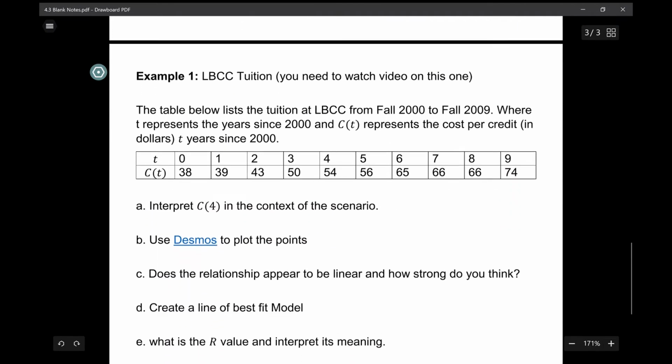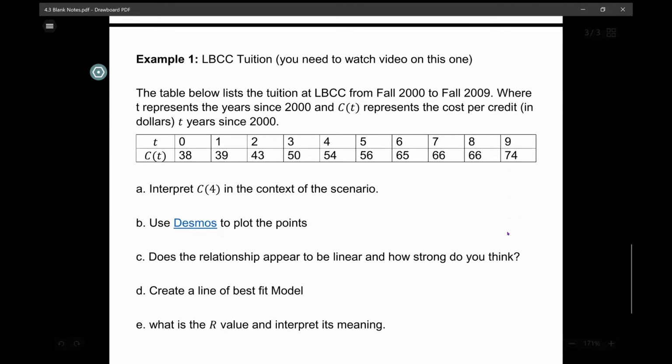All right, so here's our data that we're going to look at. This data is the tuition from fall 2000 to fall 2009. T is representing the years since 2000, and C of T represents the cost per credit, so the cost of one credit, T years since 2000. Before we get started putting this into Desmos, let's just practice with this.